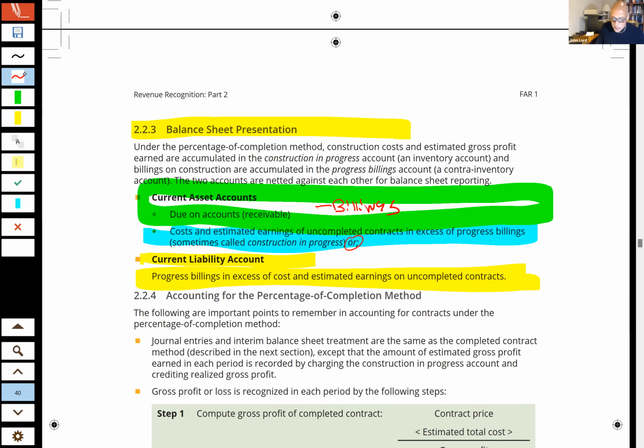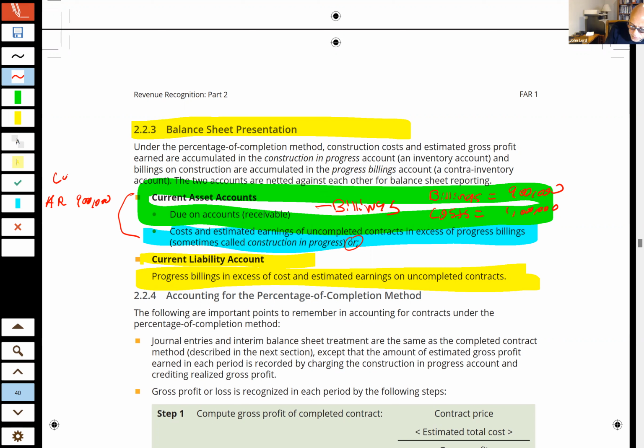Now, let's just use some numbers to illustrate these. So let's say up here, my billings equal 900,000, and my costs equal $1 million. So I billed my customers for 900,000, but I've already incurred cost of $1 million. Okay. Under this situation, okay, we're right here now. Okay, we would have accounts receivable of 900,000.